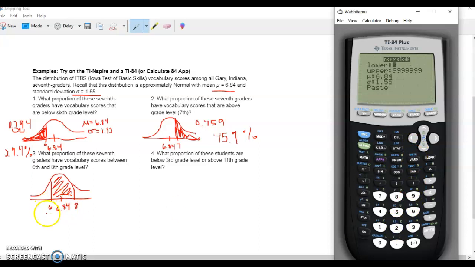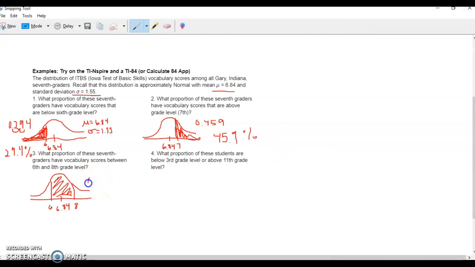My lower bound now, go back to my picture. The furthest left the shading goes over here is 6. The furthest right it goes is 8. And same problem, so I'm at the same mean, same standard deviation. I get 0.479. So about 48%. Again, you can move this if you need to.